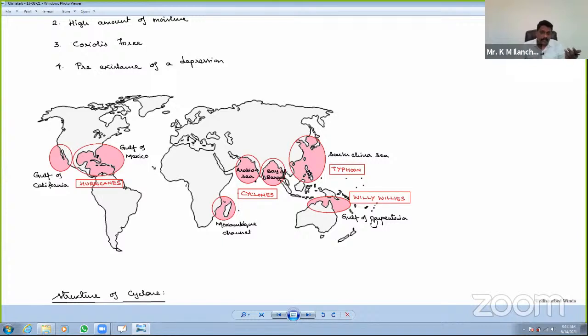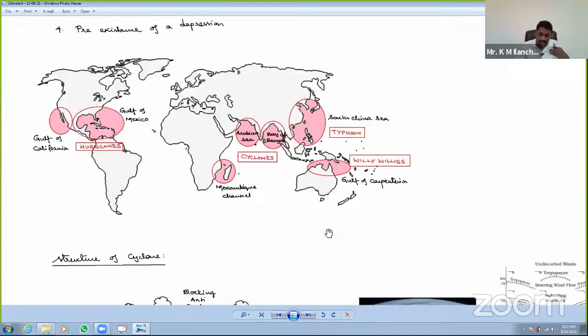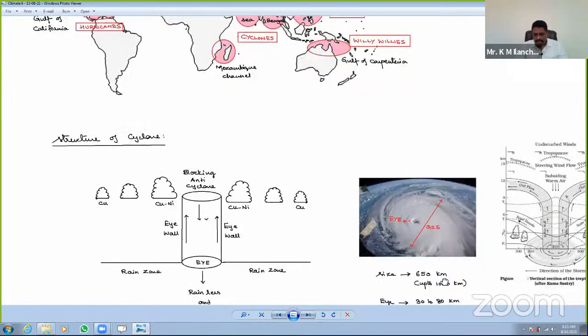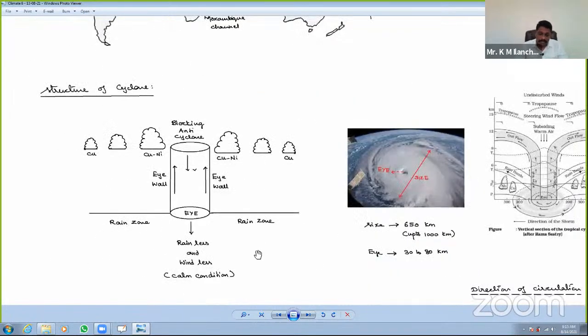Right, tropical cyclones. But the cyclone is known by different names in different regions. North America, you call them hurricanes. Indian Ocean region, you call them cyclones. South China Sea, you call them what? Typhoon. Right, and Australia, you call them what? Willy Willies, right? So they take different names at different places, right? And we also said how exactly this cyclone looks, the structure of cyclone.